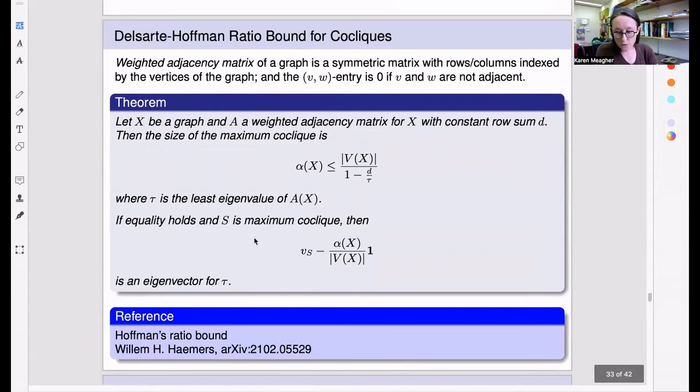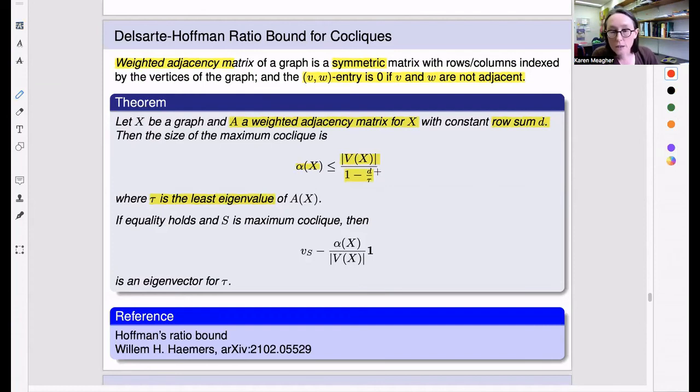So what we can use is the Delsarte-Hoffman bound. A weighted adjacency matrix of a graph is going to be a symmetric matrix. The rows and columns are indexed by the vertices in our graph. And the v,w entry is 0 if they're not adjacent. And if they are adjacent, it can be whatever you want. What you picture is taking your graph and putting a weighting on your edges, and then the matrix records the weighting on the edges. Now, if I'm holding on to a weighted adjacency matrix for a graph, and I have constant row sum d and least eigenvalue tau, I can get a bound on the size of my co-clique. And the bound is the number of vertices divided by this.